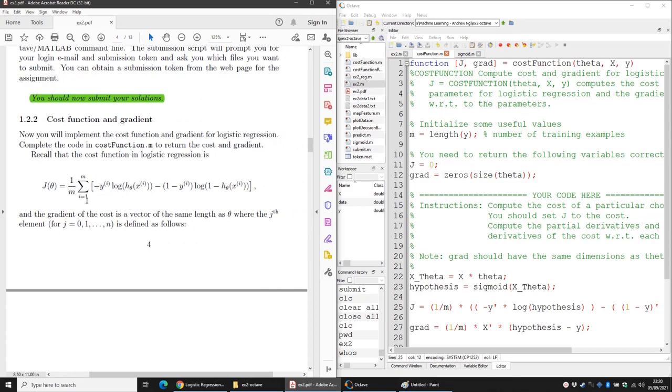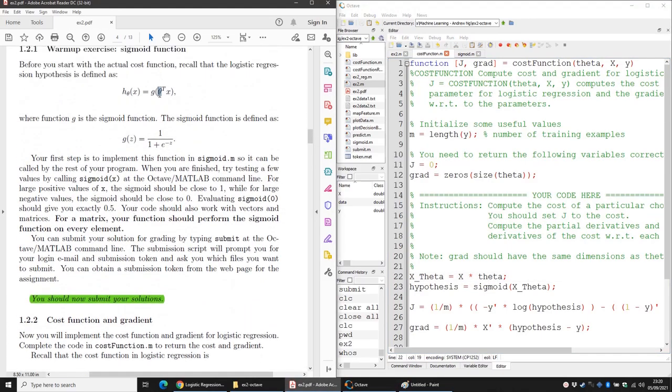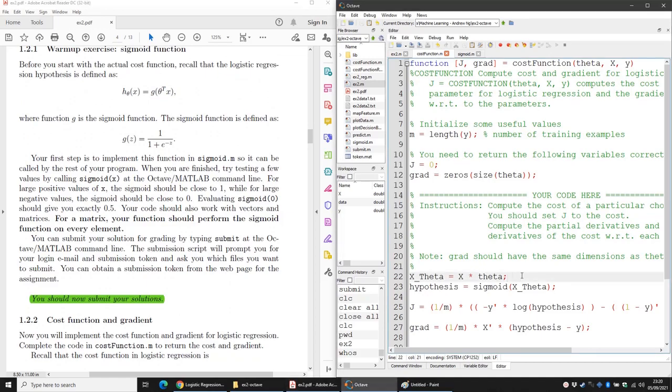The equation says that you need a hypothesis. Okay, let's call that hypothesis. What is the hypothesis? It is a sigmoid of x theta. What is x theta? X theta is simply matrix x multiplied by vector theta. Now, you saw here that this was theta transpose x. Why is this not simply written as theta transpose x?